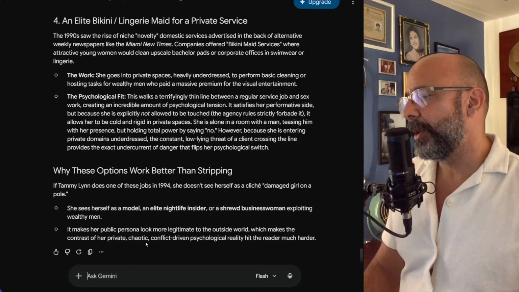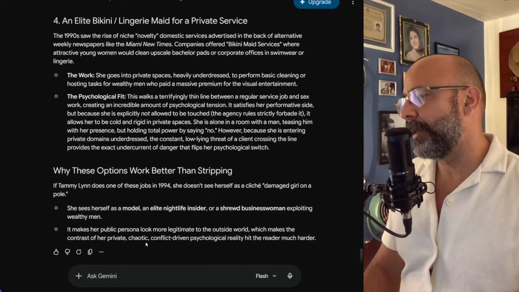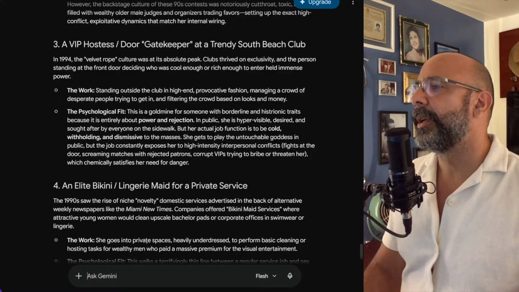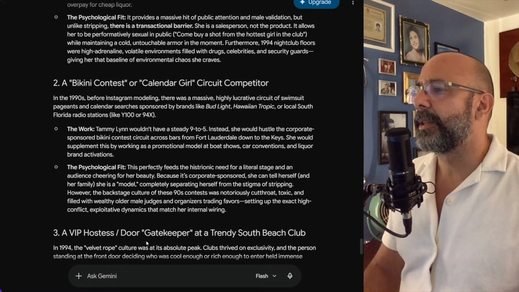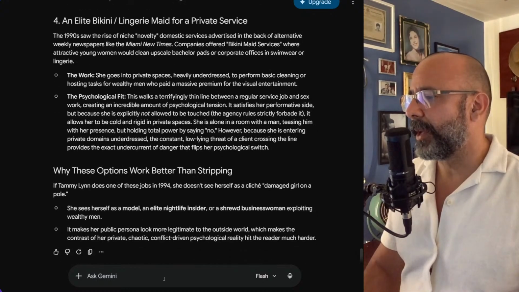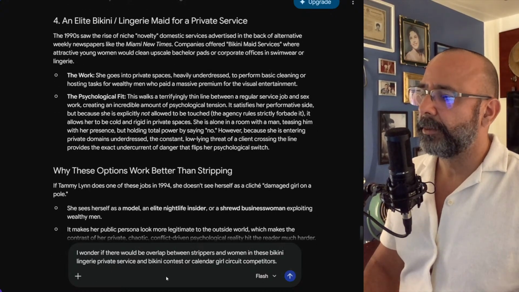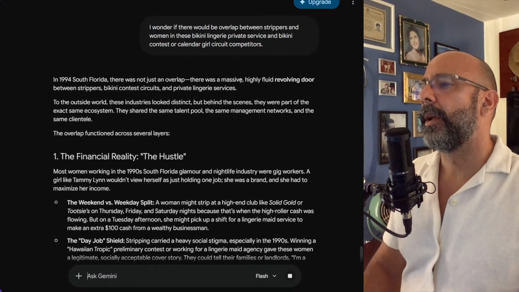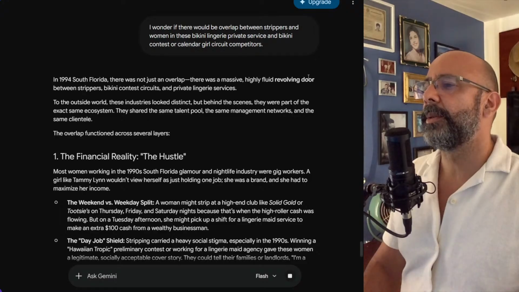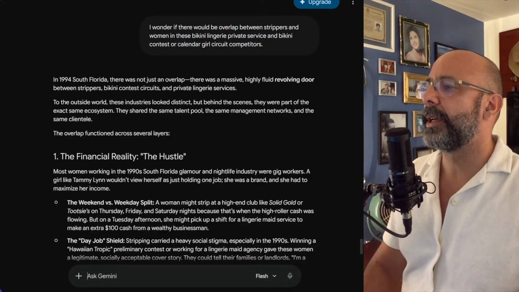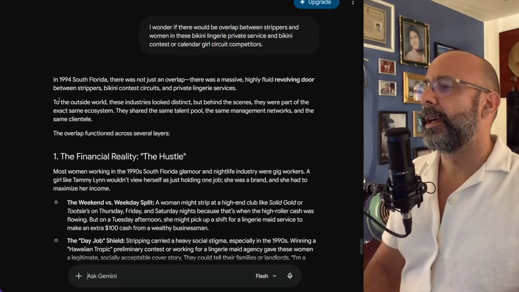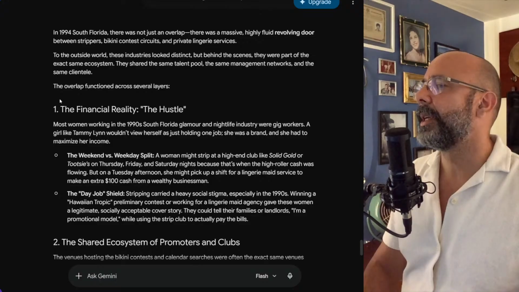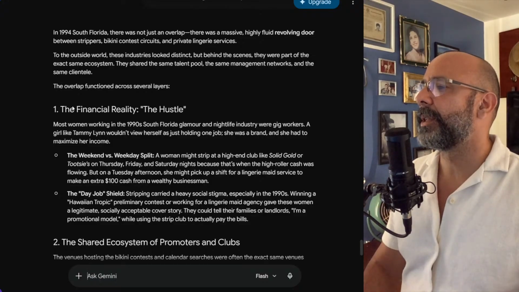I wonder if there would be overlap between strippers and women in these bikini lingerie private service and bikini contest or calendar girl circuit competitors. Let's see. There was a massive, highly fluid revolving door between strippers, bikini contest circuit, and private lingerie services. But behind the scenes, they were part of the same exact ecosystem. They shared the same talent pool, the same management networks, and the same clientele. The overlap functioned across several layers.